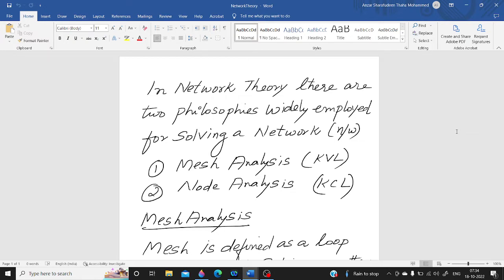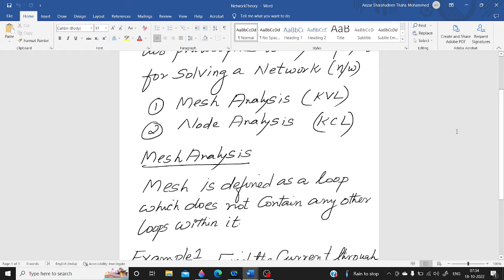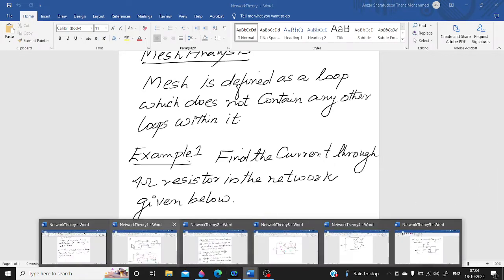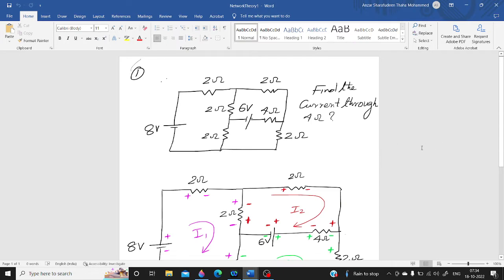So first of all, let us consider the KVL approach, or the Kirchhoff's voltage law approach, for solving a network, which is otherwise called mesh analysis. Okay. First of all, what is a mesh? Let us consider a problem, and I will explain the mesh with respect to this problem. So here we have to find the current through the 4 ohm resistor.